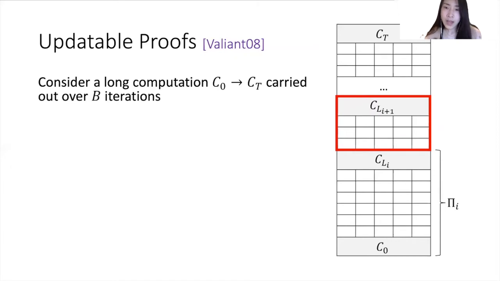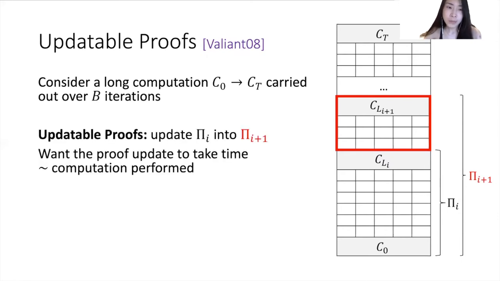Now we want to allow any prover to perform the next block of the computation and to update the proof from pi i into pi i plus one. And importantly, the time to update the proof should take time proportional to the amount of computation he performed. So in particular, if a large amount of the computation has already been performed, we don't want the prover to have to redo any of that computation in order to update his proof.